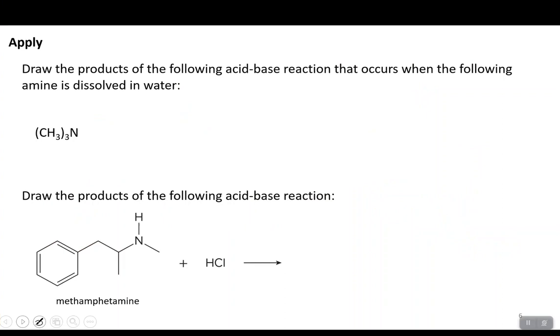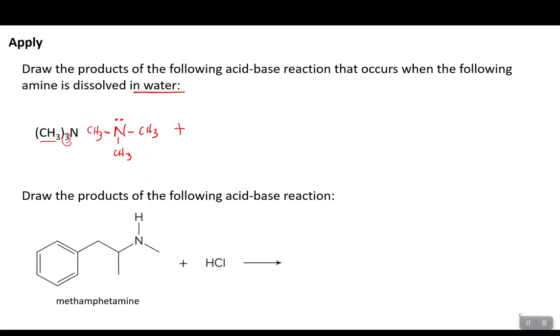Let's go ahead and apply these two concepts to different questions. So we're going to draw the products of the following reaction when it is dissolved in water. I have a condensed formula here, so I'm just going to draw it out. What I see is that I have a methyl group and I have 3 of them. So all 3 are going to be bound to my nitrogen. And then this nitrogen will contain these lone pairs, and I'll draw them in since they're the ones that are going to be interacting in this reaction.